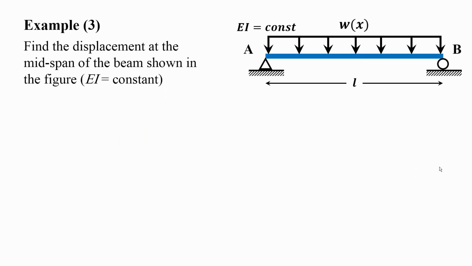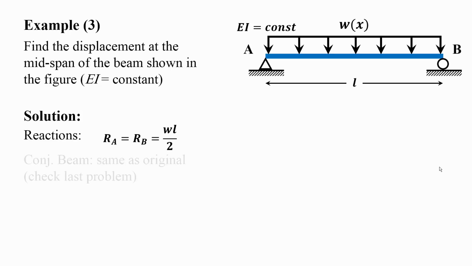Let's take the simplest case possible. A simply supported beam with a uniformly distributed load w, and EI is constant again, and we want to find the displacement at midspan. So what is the solution? Find the reactions first. You can find the reactions easily: W multiplied by L and divided by 2, because these two supports share an equal amount of reaction.